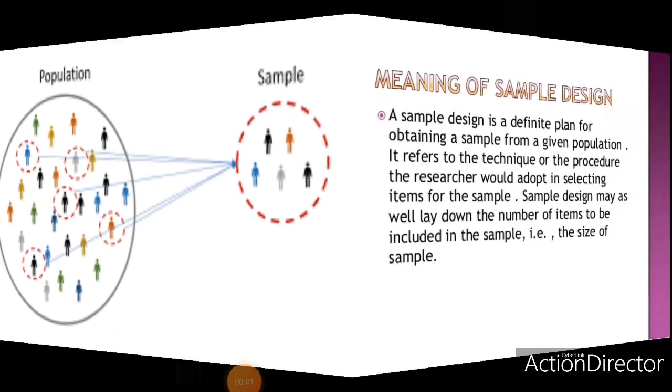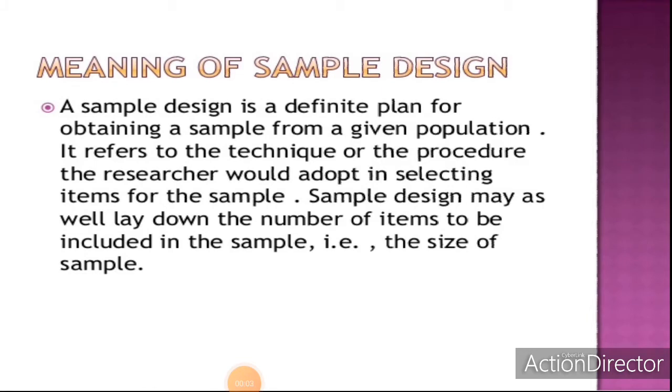Okay, now we can discuss what is sampling design. Sampling design is a design or a working plan that specifies the population frame, sample size, sample selection and estimation method in detail. In other words, a sample design is a definite plan for obtaining a sample from a given population. So it refers to the technique or procedure the researcher would adopt in selecting items for the sample.